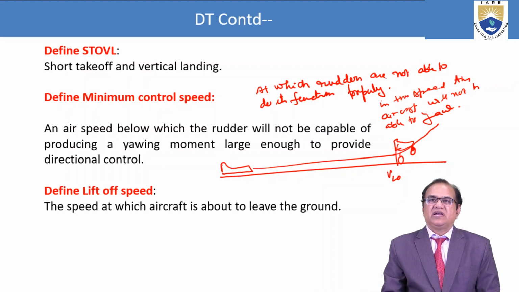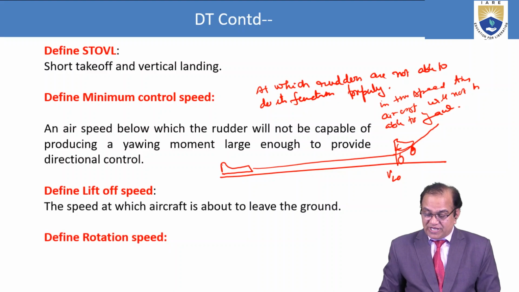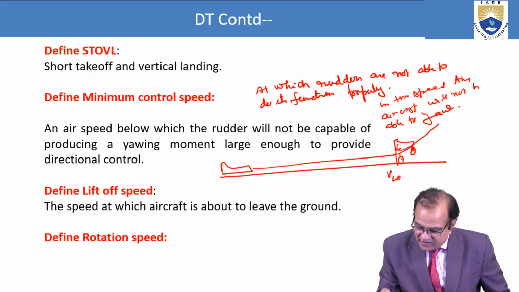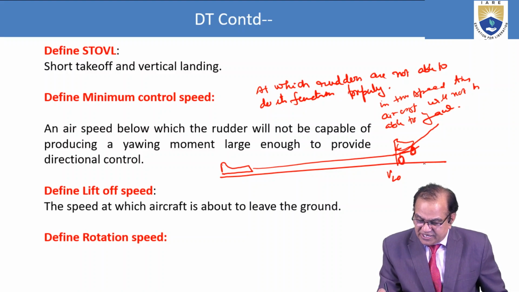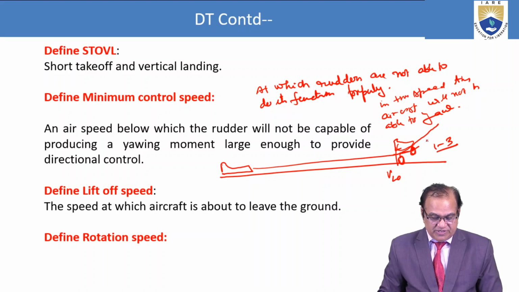This is called the lift off speed. Define rotation speed. So after this lift off, aircraft will start rotating like this. Means one wheel will be touching, another nose wheel will be up. It is from 1 to 3 seconds. This is called the rotation speed of the aircraft.